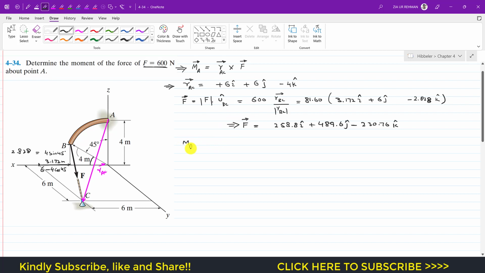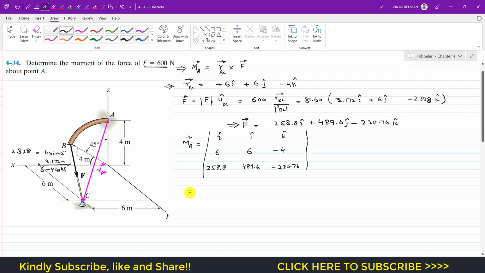Now we can find the moment about point A using the determinant method. This is i, j and k, and that is 6, 6 and minus 4, the components of the moment arm, and then the components of the force F. This is 258.8, 489.6, minus 230.76. So this will be equal to, now we have to hide this and this, so this will be plus i, minus j and plus k, remember.